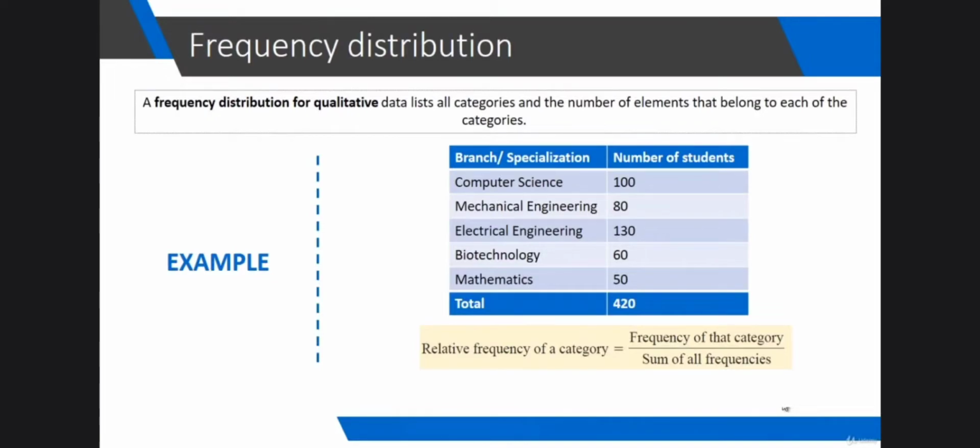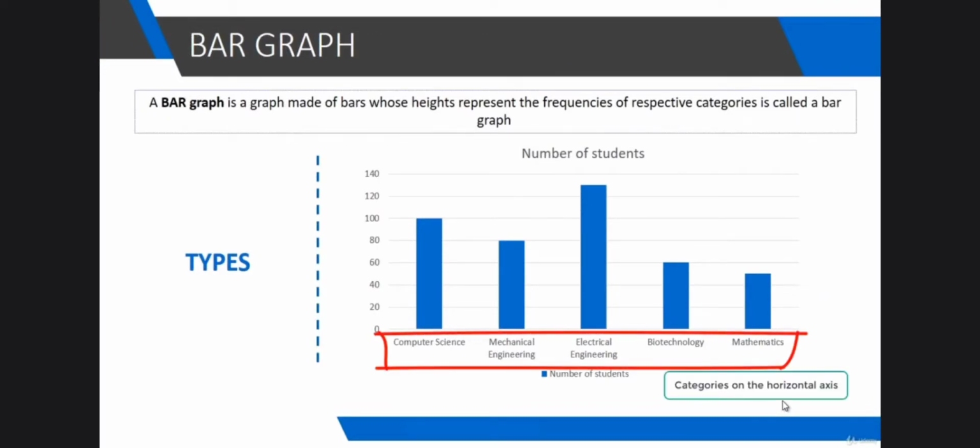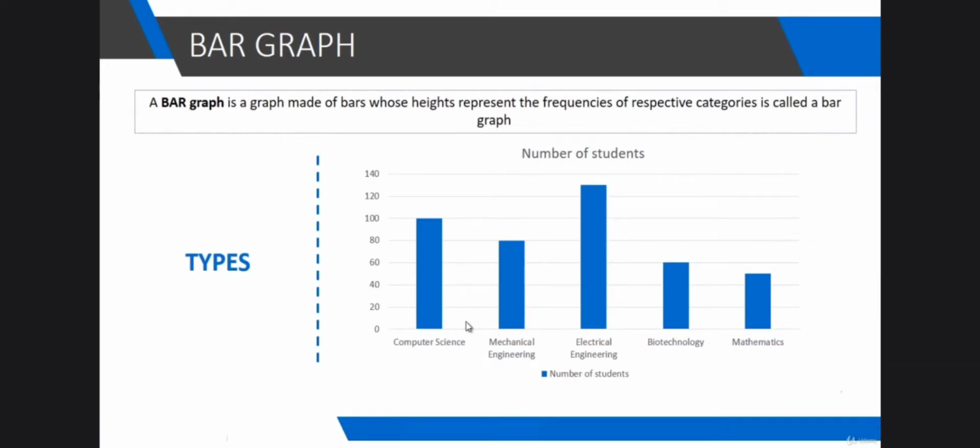This same information can be depicted in the form of a graph called a bar chart. In a vertical bar chart, the categories go on the horizontal axis and the frequency value is denoted by the heights of the vertical bars. This is a fairly common chart and is very easy to draw. Judging which is the most popular branch may have been difficult if we were looking at raw data, but here we can easily see that most students go for electrical engineering and least go for mathematics.